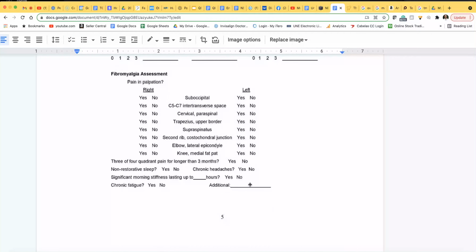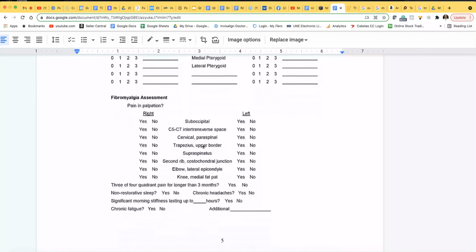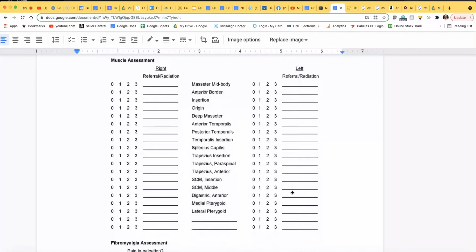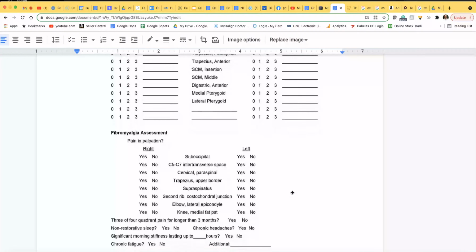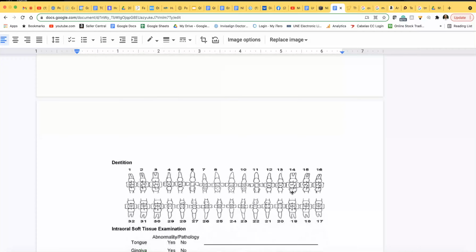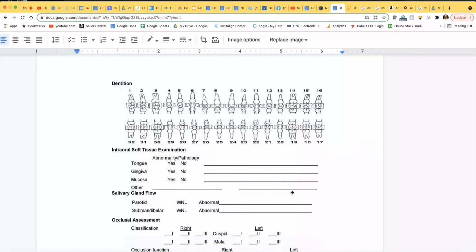Fibromyalgia assessment, I don't do any of this. This was just on this form. If anybody wants to dive into that and see how we can bring this into our analysis, we can. This document comes from the Oral Facial Pain Clinic at the University of Florida. They're seeing patients with a whole host of issues. We're obviously not getting referred patients that have fibromyalgia. So do with it as you may.